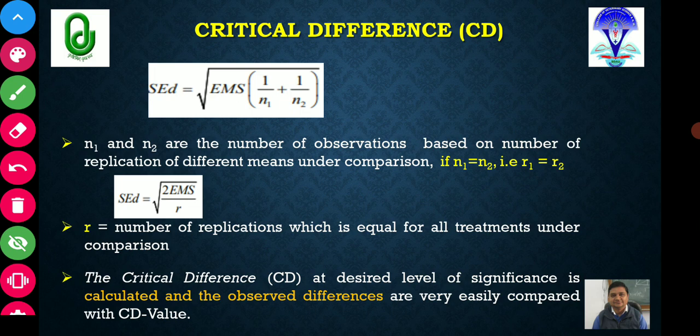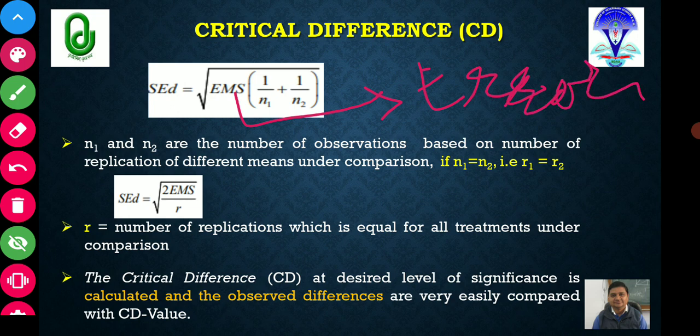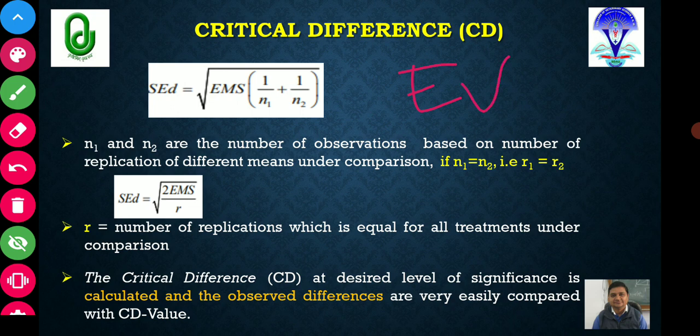So what is the standard error of difference? It is the square root of EMS. What is EMS? Error mean square. What is error mean square? It is error variance that we have already calculated in the ANOVA table. In the procedure of CRD, we calculated the error mean square, that is error variance, by subtracting between group variance from total variance. So we already have the error variance.